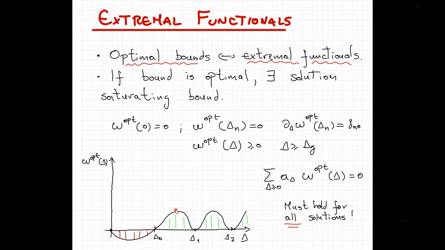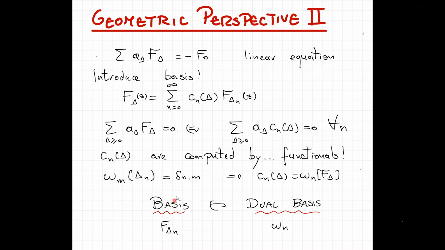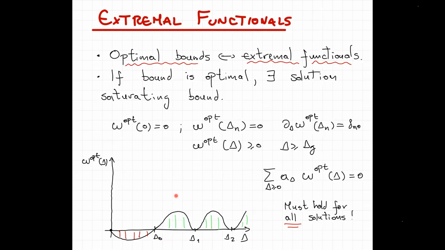So the logic is that you construct these functionals. These functionals, they will be associated with some extremal solutions, but they are just functionals. So they can be applied to the crossing equation for any CFT. Okay. So this is just to motivate that perhaps one interesting way with which to study the crossing equation is by thinking about linear functionals that act on the equation, which have nice positivity properties.